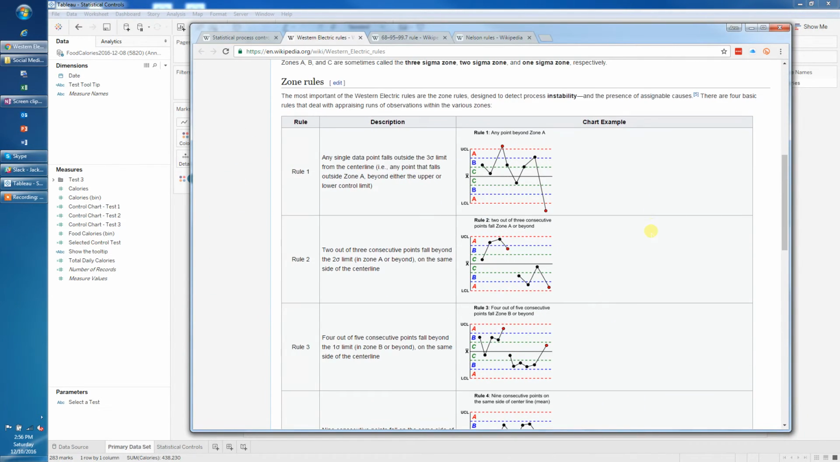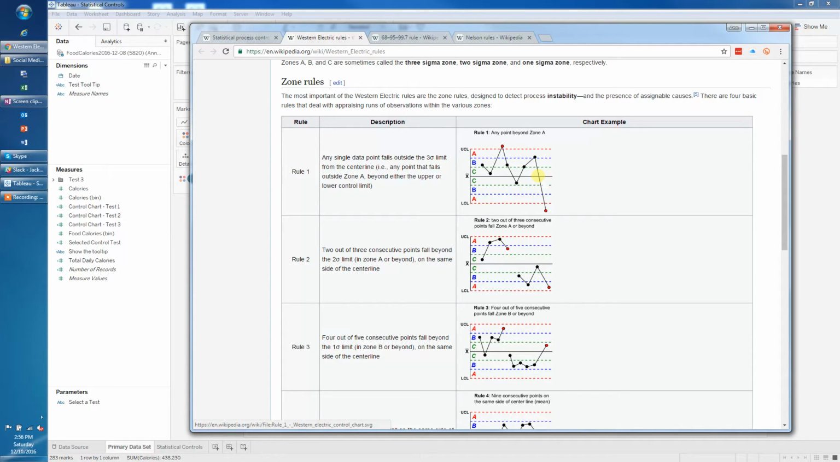Let's look at this a little bit more in detail. So here are the Western Electric rules. Let's focus right here on this center chart and see what we got going on. So this all hinges around what's called the center line. For the sake of our data and the rest of this tutorial, I'm probably going to refer to it as the average or the mean.